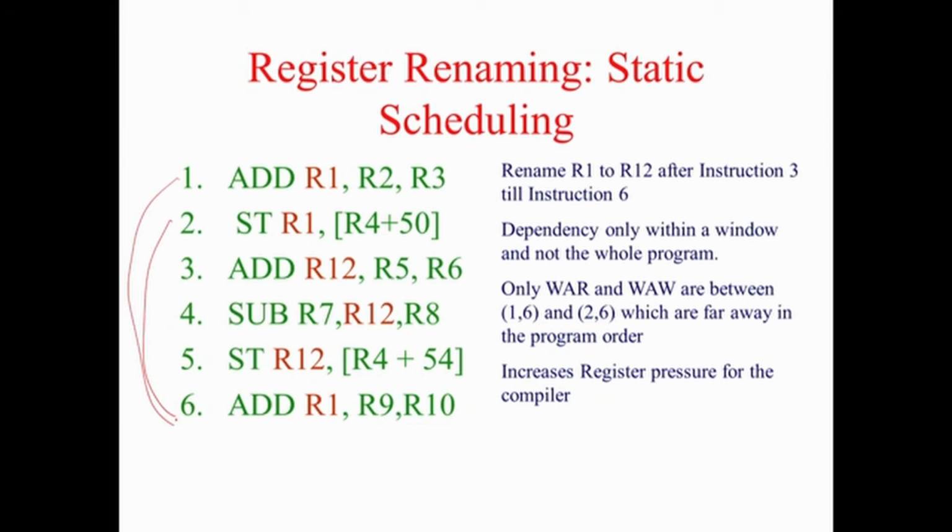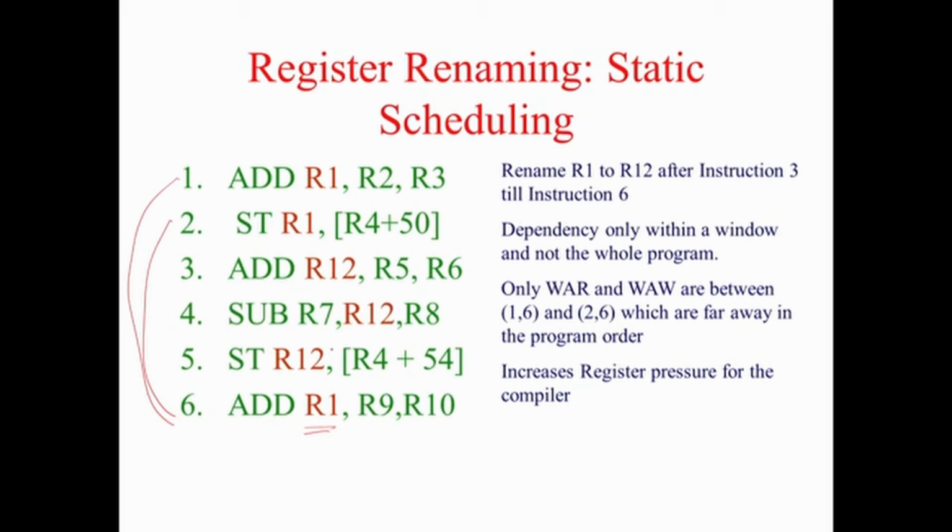Now this is very far off, 6 is very much far away from 1, 2. So by the time you reach 6, these instructions would have been completed, we expect it to complete. So this will not hinder this, WAR or WAW will not hinder that.